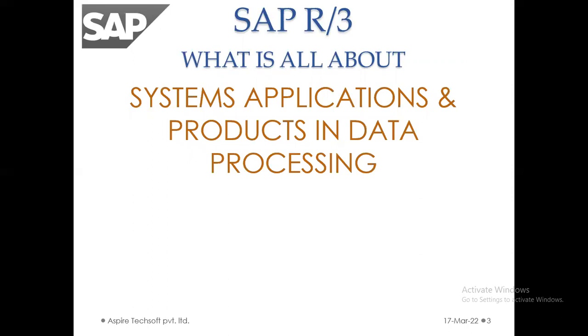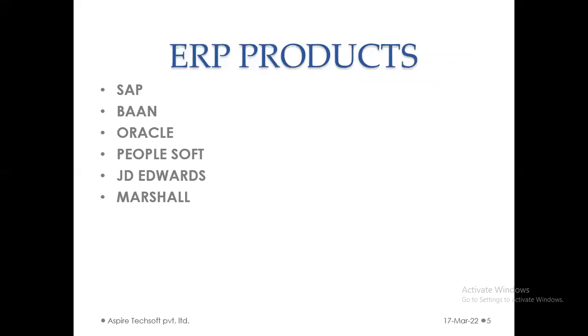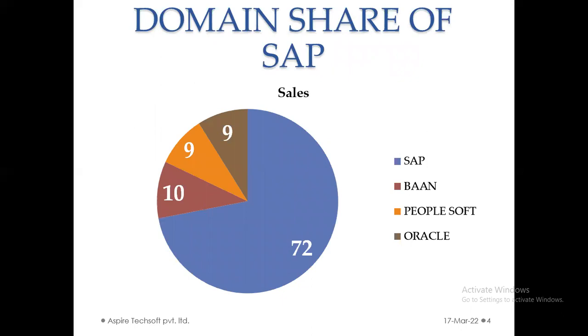The long form of SAP is Systems, Applications, and Products in Data Processing. SAP R3. R3 is a real-time third generation. Coming to the domain share of SAP in the market, it is 72%. Though these are some competitors of SAP: BAAN, Oracle, PeopleSoft, JD Edwards, and Marshall. But again, the domain share of SAP is 72% in the market. So it is highly used software.